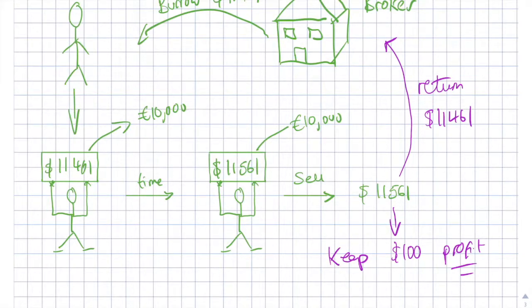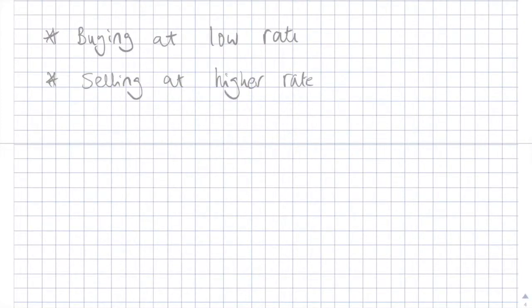So essentially you're buying at a lower rate and selling at a higher rate. This concept is called going long. You'd hear someone say buying or going long in the Forex market. It's just another jargon. So let's move on to selling.